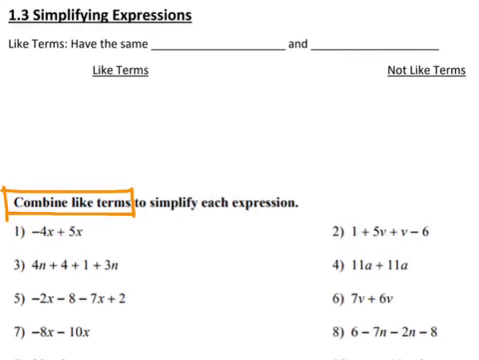So still, just like we've been doing since 1.1, we're simplifying expressions, but now we're combining like terms. First thing we have to do is figure out what like terms are. In order to know if two terms are like, they have to have the same variable, which is the same thing as saying the same letter. They have to have the same variable and the same power.